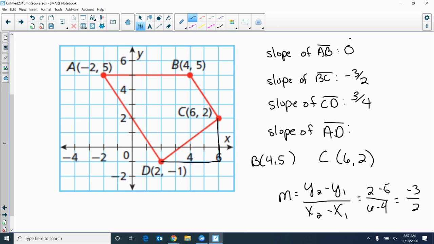Wait, actually, might be parallel. Well, the three slopes we found. No, they're not the same. Or anything opposite reciprocals? No.